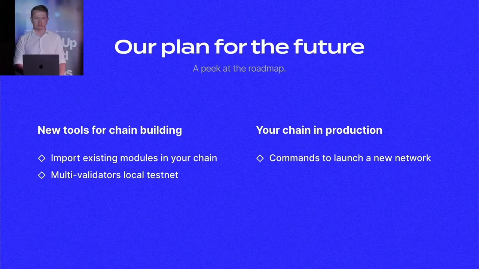Unless your application is very specific and you want to test it with multiple validators, it's much easier to do automatic code reloading and preservation of state, because that's something you might want to have, right? So instead of pre-populating state every time, the state is preserved when you run Ignite chain serve. But multi-validator local testnet is nice, and of course there are a bunch of other things we want, but the next big feature is commands to launch new network into production. Can't tell you more right now about this, but this is coming in the future.